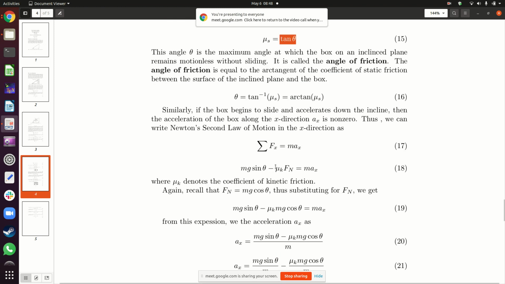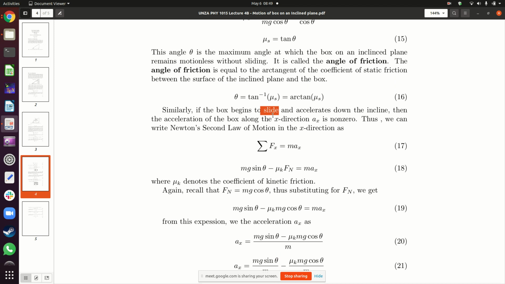The other case which can happen, since I'm not receiving any feedback on whether people have understood, is that the box can decide to slide. Now, if you have any experience going down an incline, you notice that you cannot move at constant speed on an incline. As you go down the mountain, your speed will always increase and increase. So in this case, the acceleration is not equal to 0.